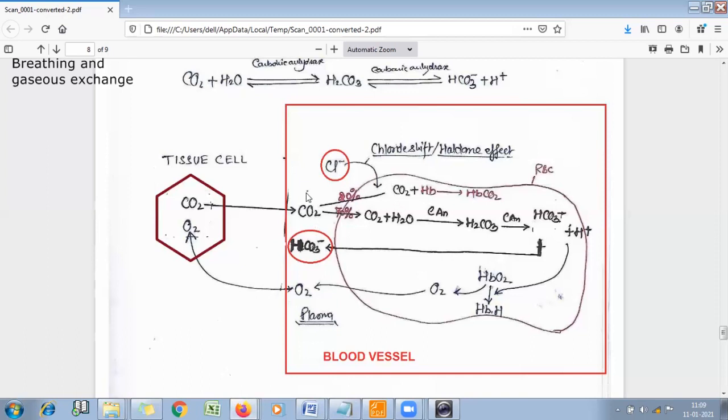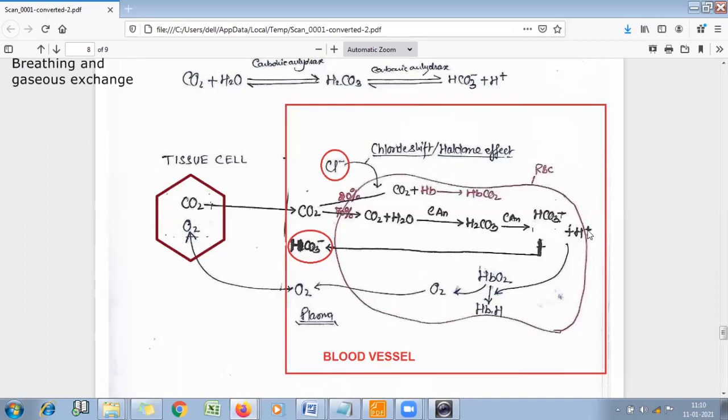So we can see here, around 70% of the carbon dioxide binds with water and it forms carbonic acid. Then it dissociates into carbonic ion and hydrogen ion, and carbonic ion is transported outside this RBC. This is the RBC. So this carbonic ion has been transported in plasma, and to adjust this ionic concentration, chloride ion enters into the RBC. So this exchange of ion is called chloride shift or Hamburger effect.